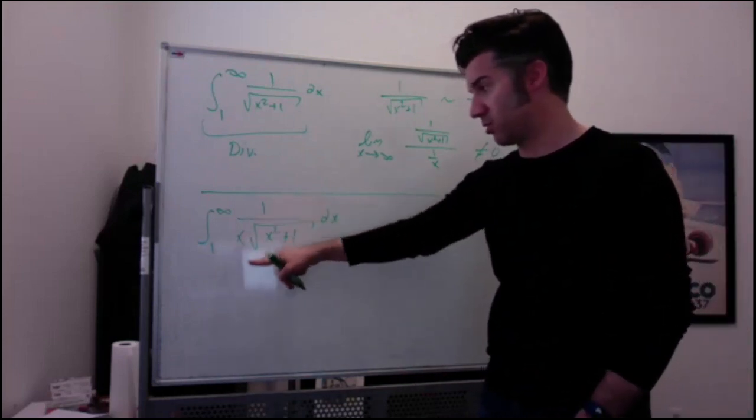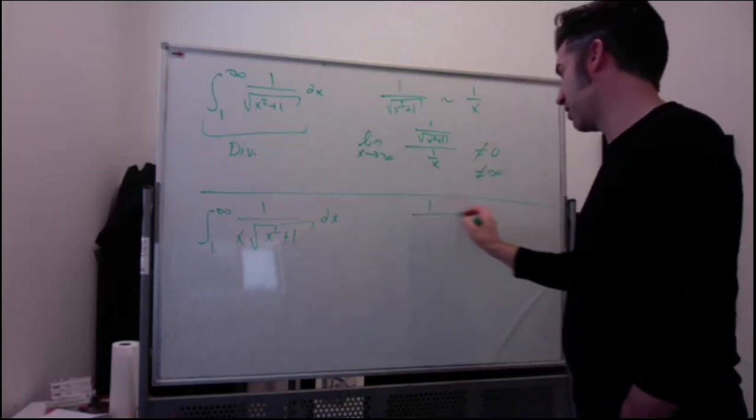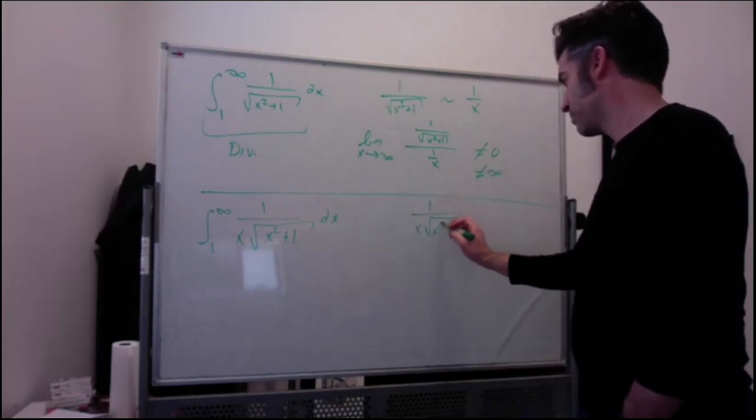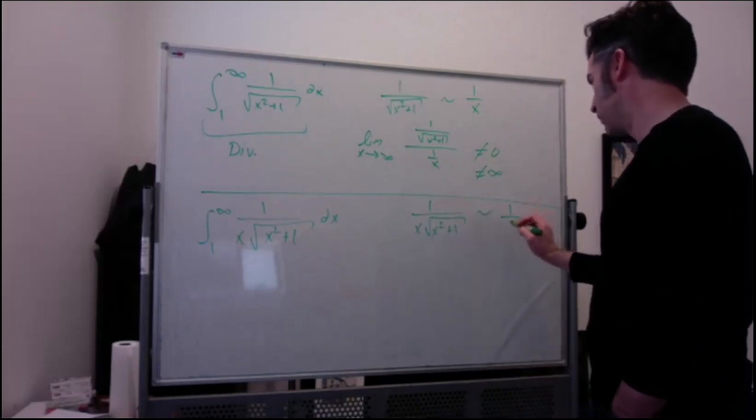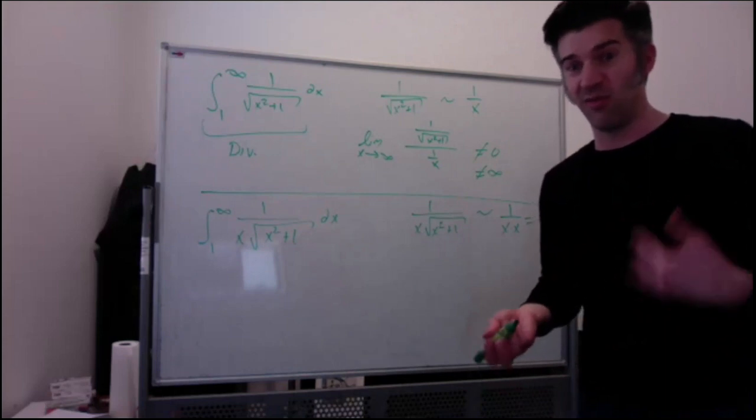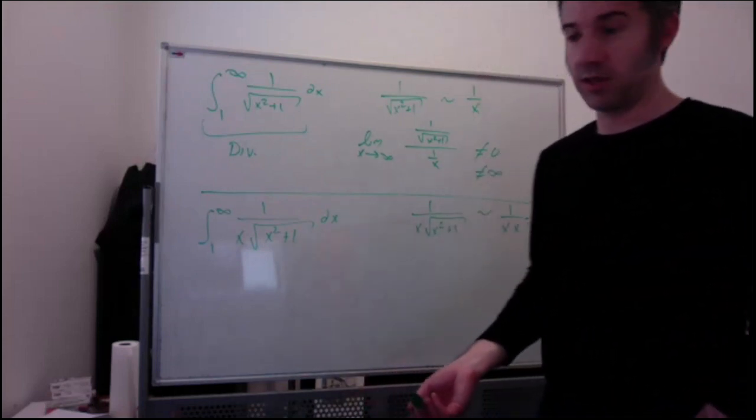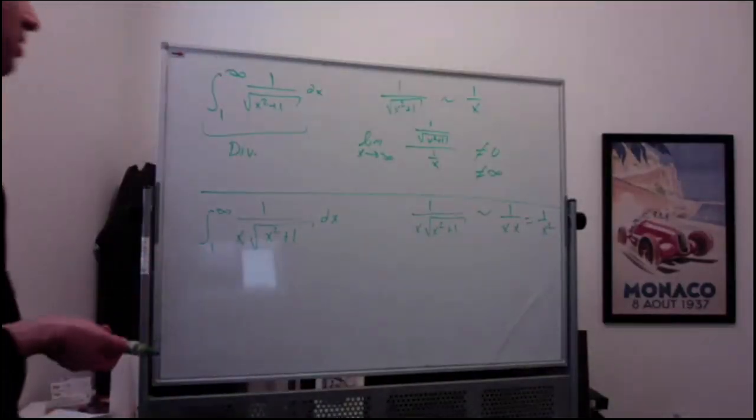over x times the square root of x squared, which is 1 over x times x. So this is acting like 1 over x times x, which is 1 over x squared. And we know that the integral of 1 over x squared is convergent. So this is also going to be convergent.